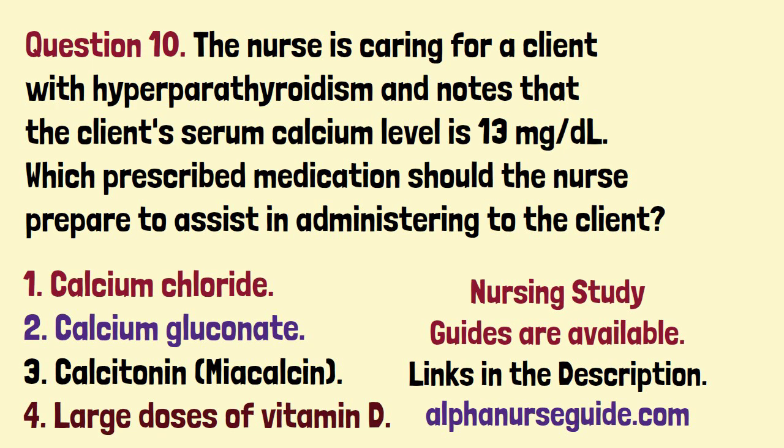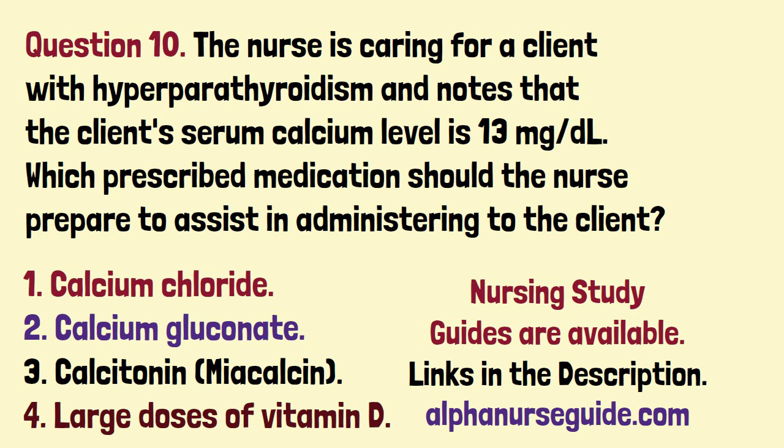Question 10. The nurse is caring for a client with hyperparathyroidism and notes that the client's serum calcium level is 13 milligrams per deciliter. Which prescribed medication should the nurse prepare to assist in administering to the client? 1. Calcium chloride. 2. Calcium gluconate. 3. Calcitonin. 4. Large doses of vitamin D.